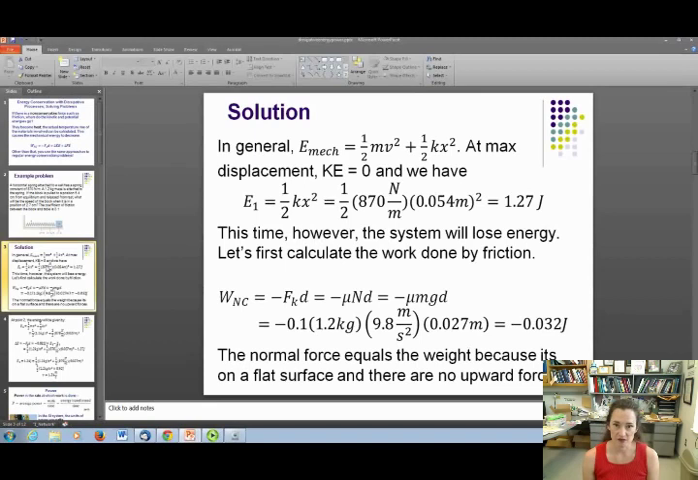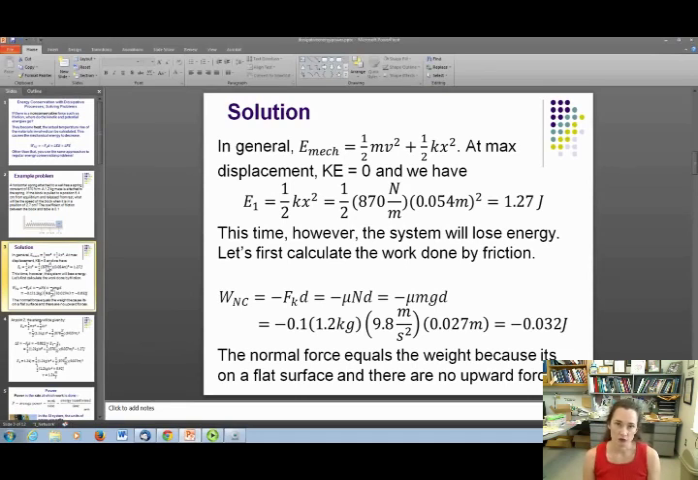1/2 kx squared for that position is 1/2 times 870 times 0.054 meters squared, and that gives us 1.27 joules. This is the same as last time. But this time, our system is going to lose energy. How much energy will it lose? The energy that it loses is equal to the work done by friction, which is minus FKD.